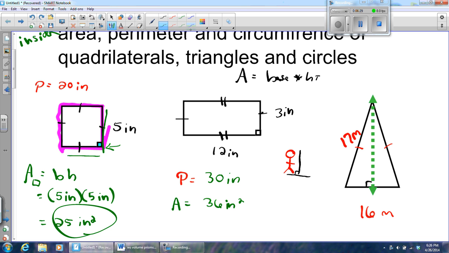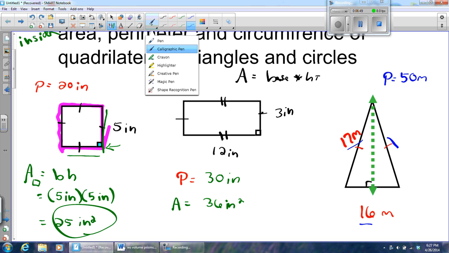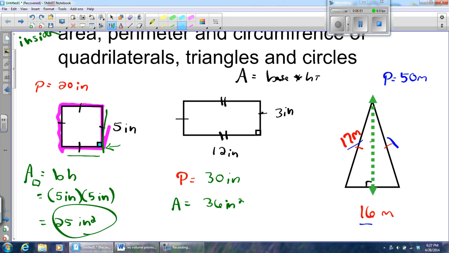Tell you what, we'll do perimeter first because it's super easy. Perimeter is going to be 17 meters plus 17 meters, should take me up to 34 meters, plus 16 meters, which would be 50 meters. Now to figure out how tall it is, I'm going to use the Pythagorean theorem. Pythagorean theorem is so useful. Look at this right triangle right here. See this right triangle?